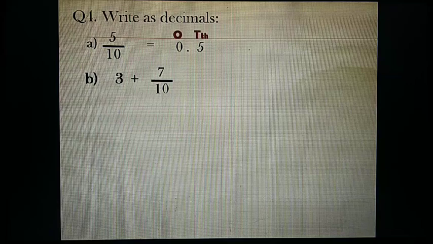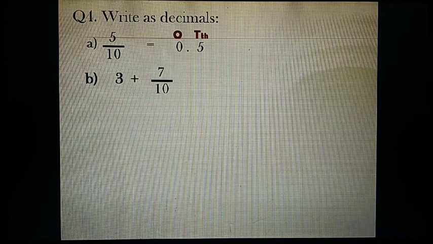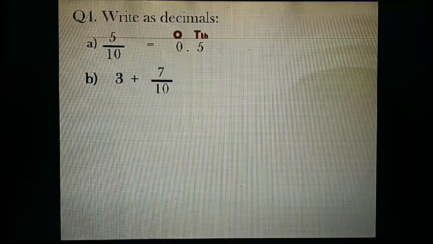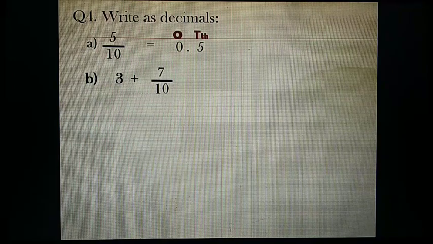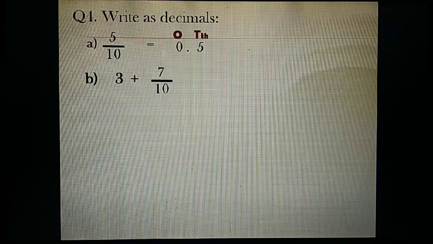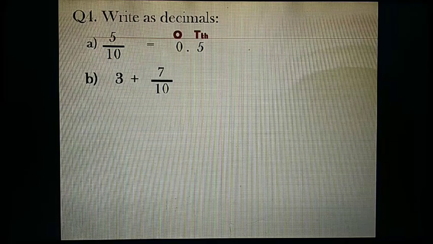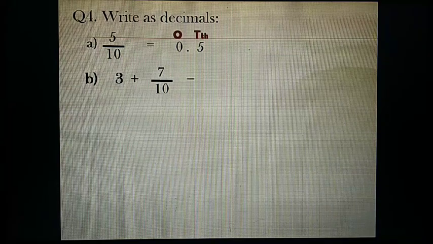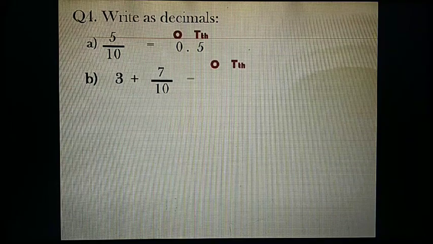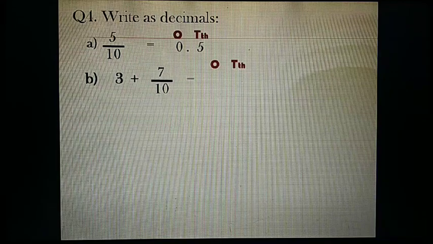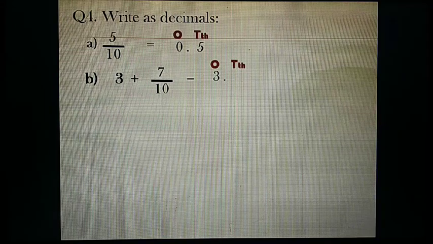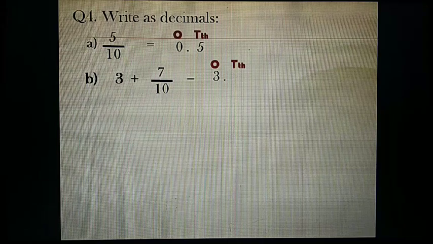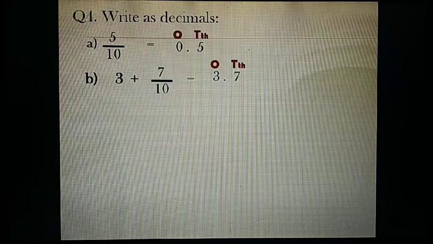Your next number is 3 plus 7/10. 3 is a whole number, so the highest place will be ones for the whole number part. 7/10 is a decimal part. The highest place for the decimal part is tenths here. So the place value chart will be ones, tenths. 3 is a whole number, it will come in the ones place. 7/10 means 7 is in the tenths place. The number is 3.7.